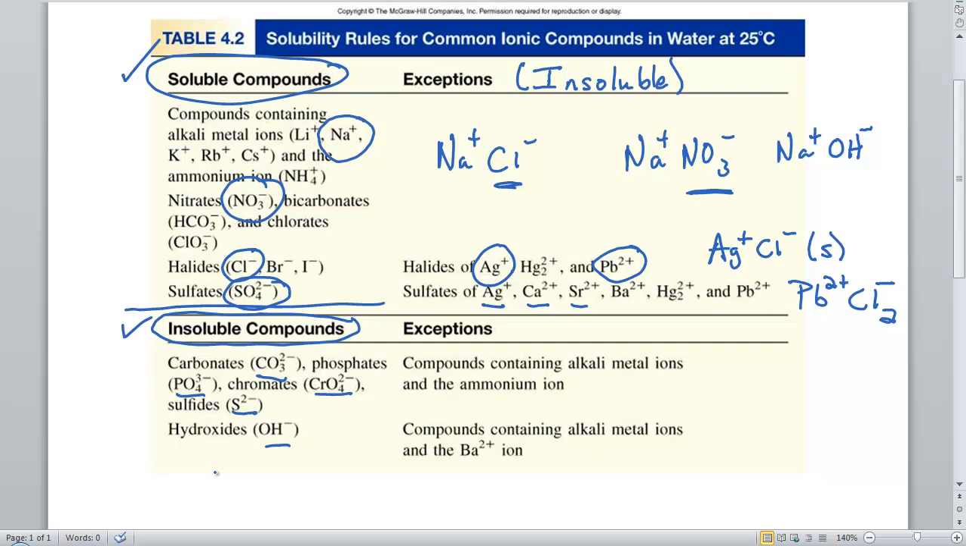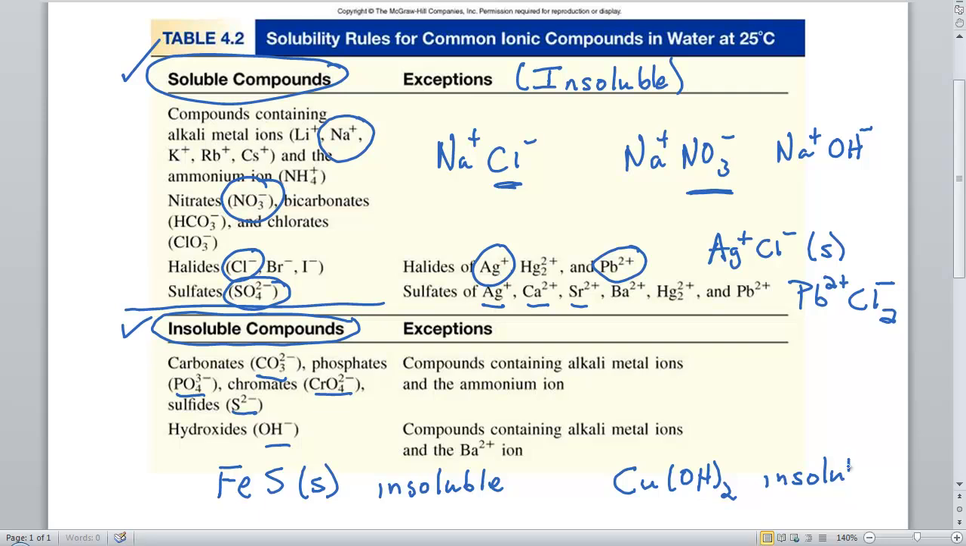So something like this is called iron 2 sulfide, FeS. Sulfides are generally insoluble, so this will precipitate from solution as a solid if we're looking at a precipitation reaction. We'd classify iron 2 sulfide as an insoluble compound. Same thing for hydroxides, like a copper 2 hydroxide compound. Most hydroxides are insoluble, so this would be insoluble as well. So again, at the bottom of the table, most carbonates, phosphates, chromates, sulfides, and hydroxides are insoluble.